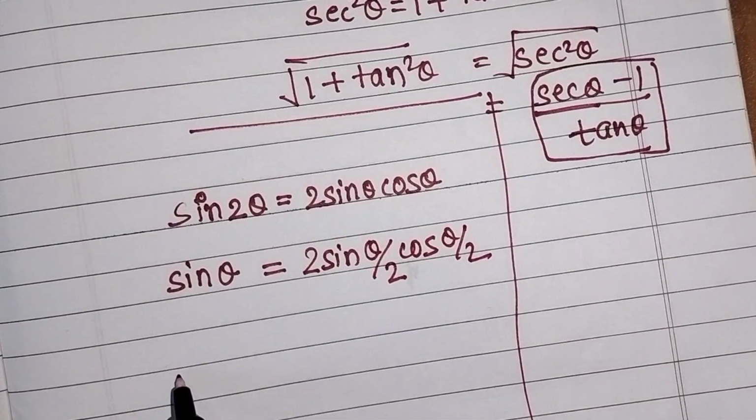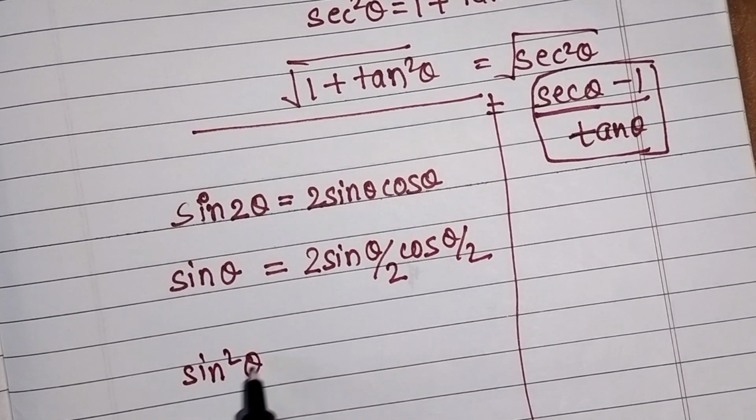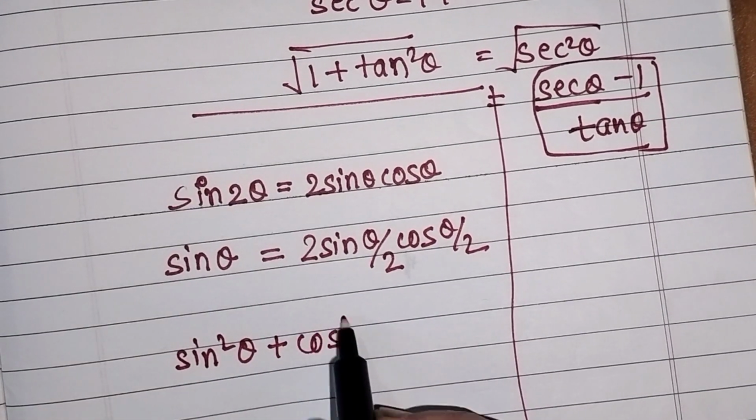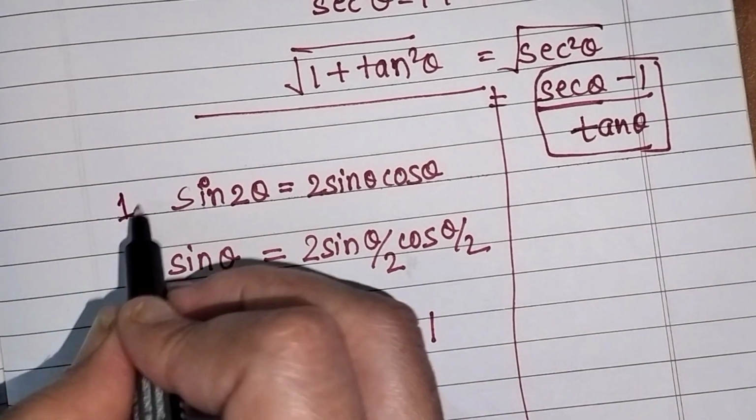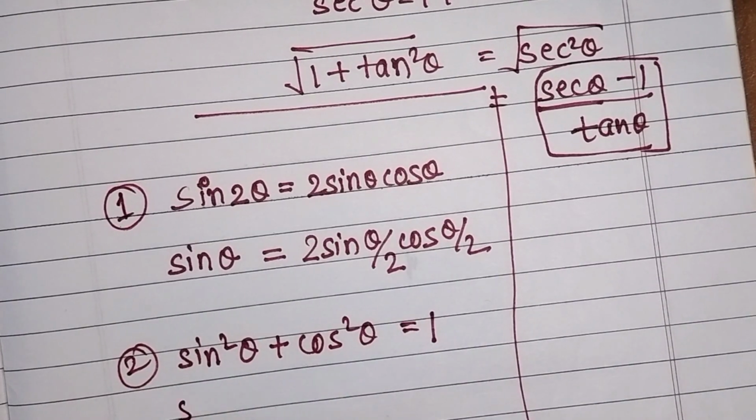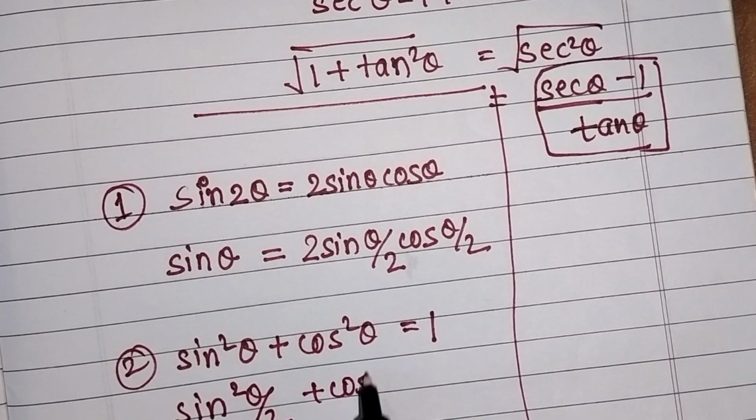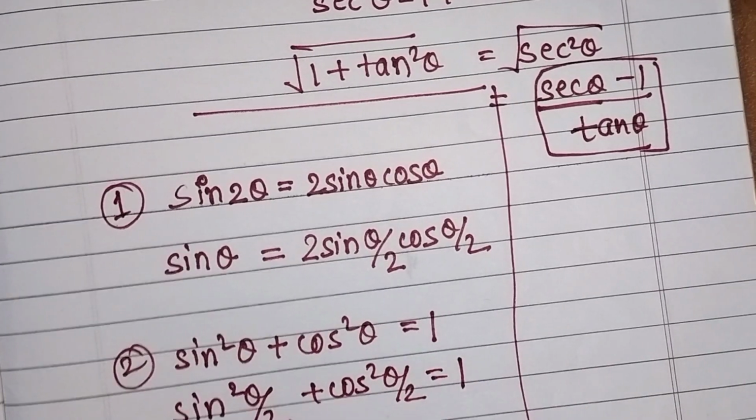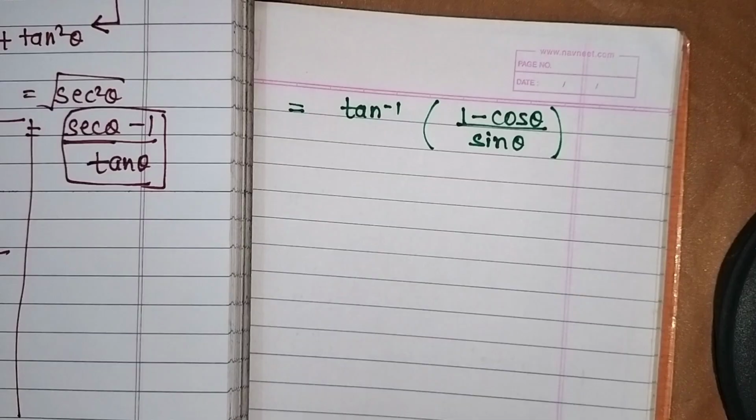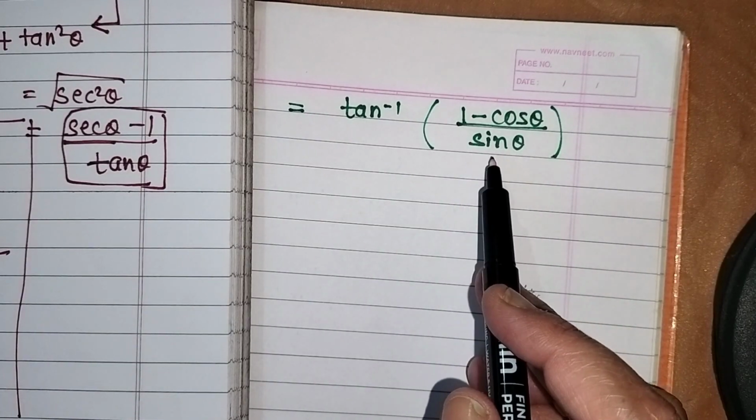Same way, when you apply the formula of sine square theta, if you use this identity, sine square theta plus cos square theta is equal to 1. Okay, so in that case, now we want everything in theta by 2. So this is sine square theta by 2 plus cos square theta by 2 is equal to 1. Okay, so in this term, 1 minus cos theta upon sin theta.